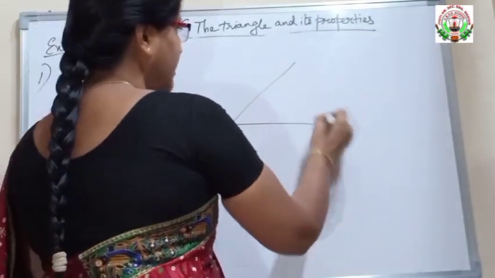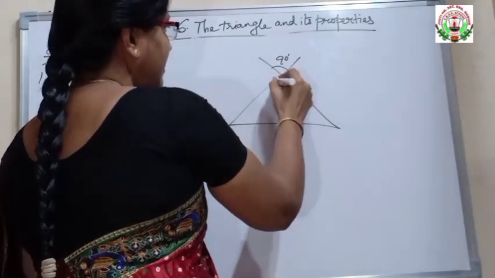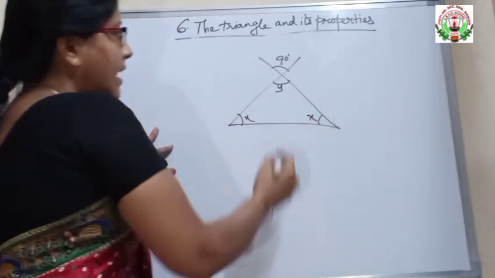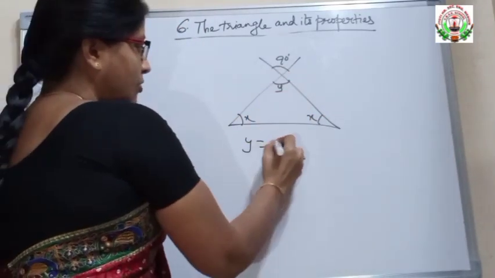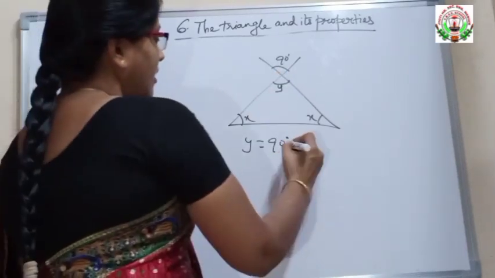See, the fifth one is given like this. Here it is given as 90 degrees, here as y, here as x, and here as x. Again, y is equal to 90 degrees because these two are opposite angles.